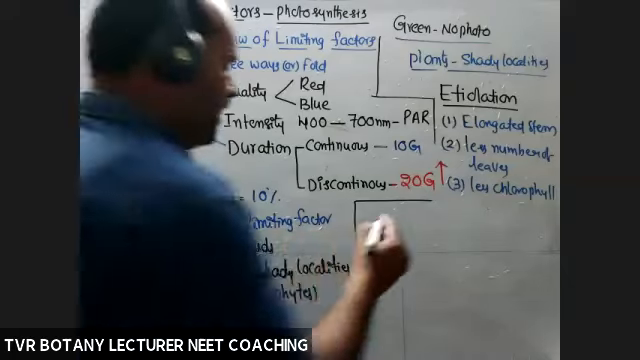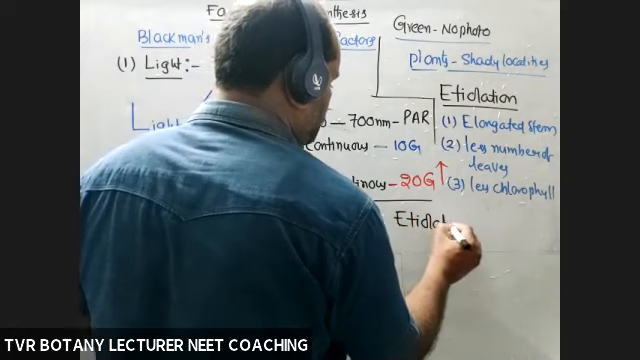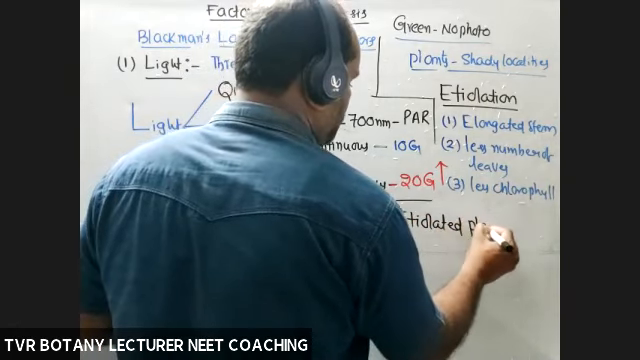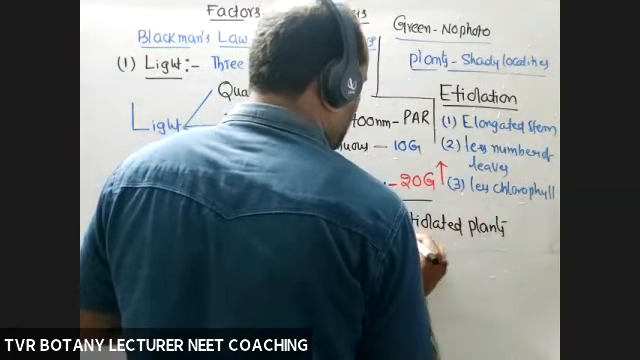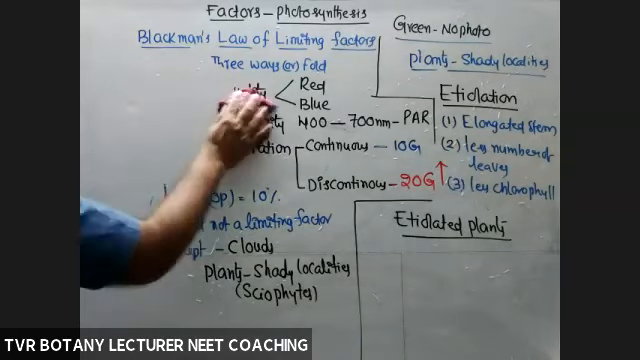So, etiolated plants. The rate of photosynthetic yield is very low. The reason: in that area, the limiting factor is light. Light is the limiting factor. So that is about light. Next, now we should take the graph of Blackman's law of limiting factors.